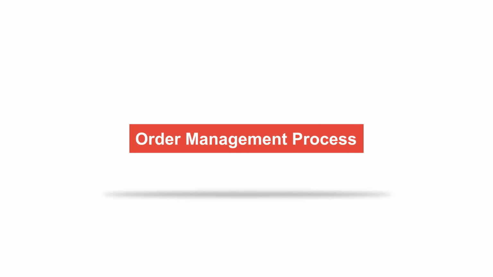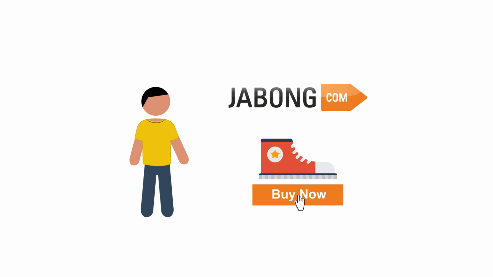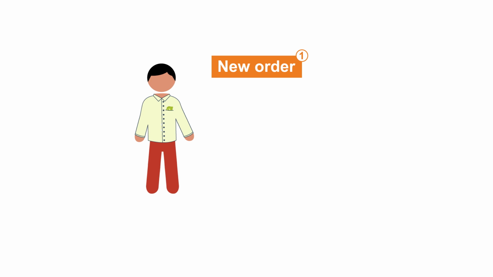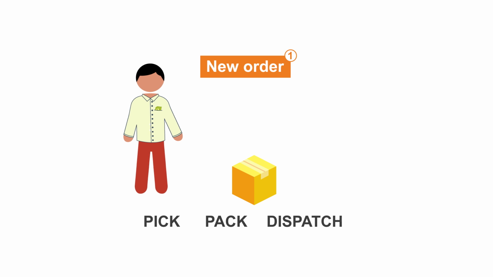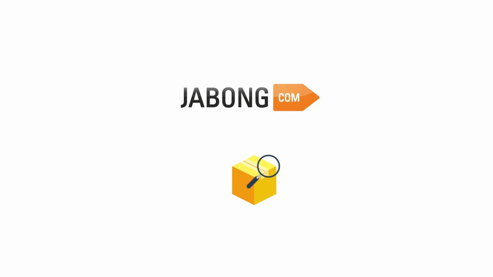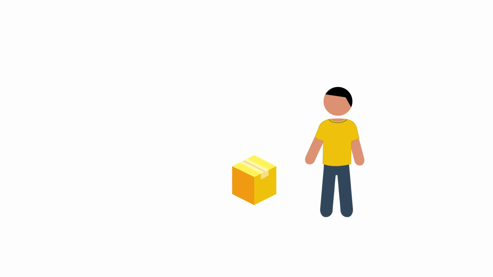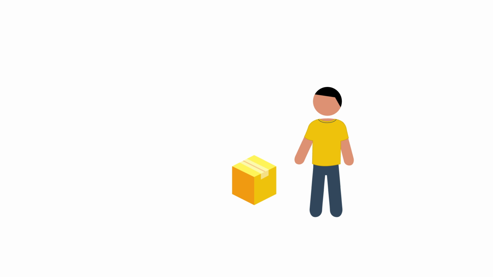In this tutorial, we will walk you through the order management process. The process of order management is very simple. When a customer buys your product on jabong.com, you are notified about the new order. This is followed by 3 steps: pick, pack, and dispatch. And finally, on receiving the product, we conduct a quality check, after which it gets delivered to the customer.